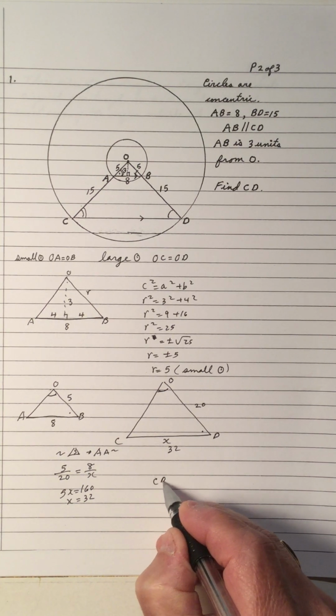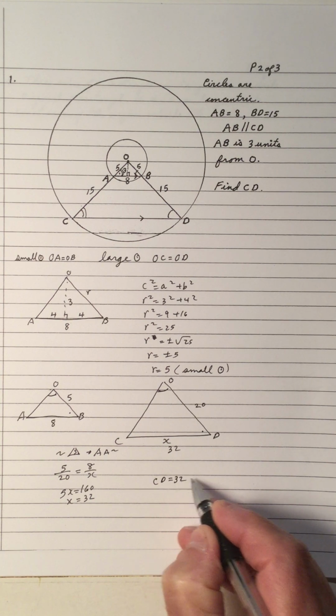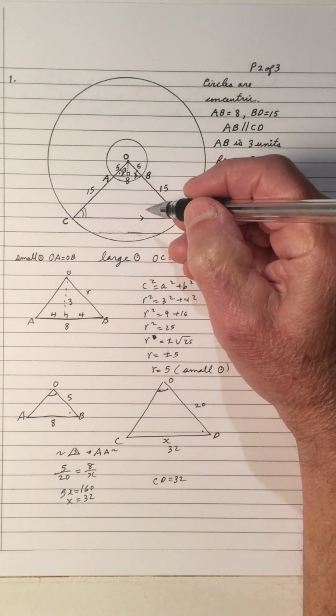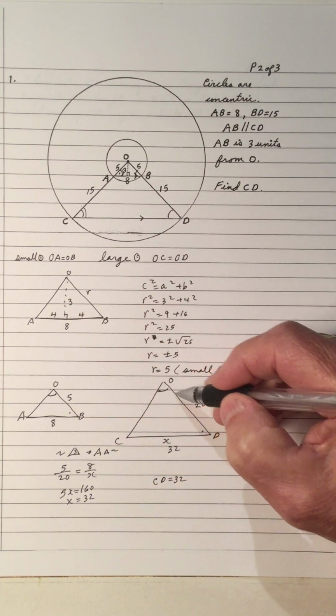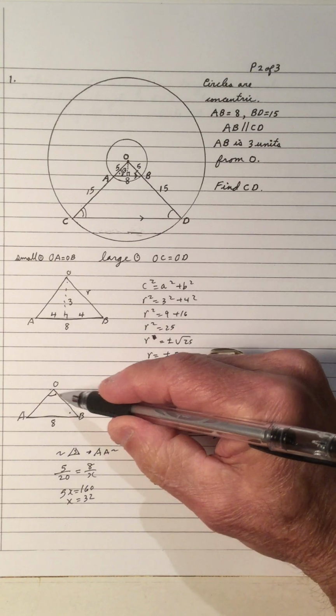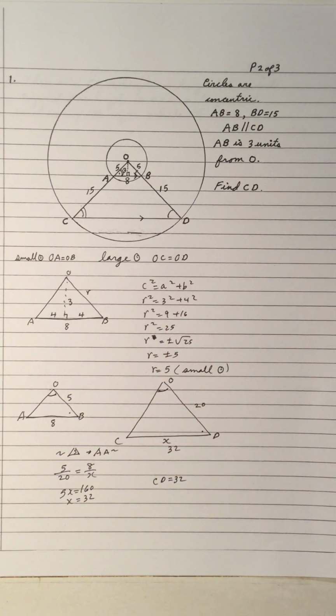So CD is 32. And it makes sense too if you want to look at it another way. If this is 5 and this is 20, this length is 4 times this. So 4 times 8 makes 32.